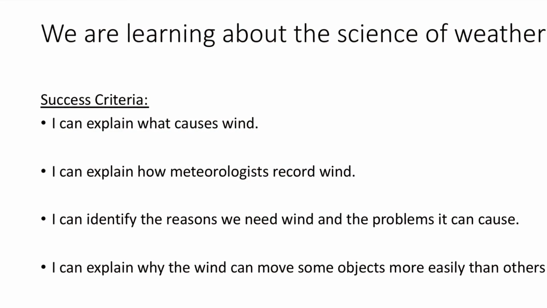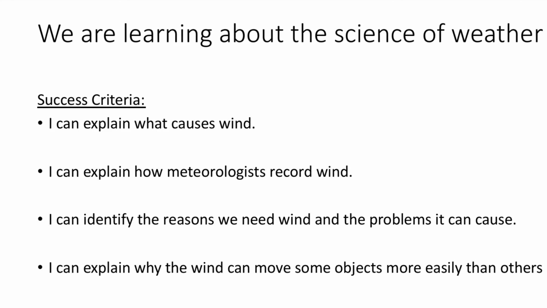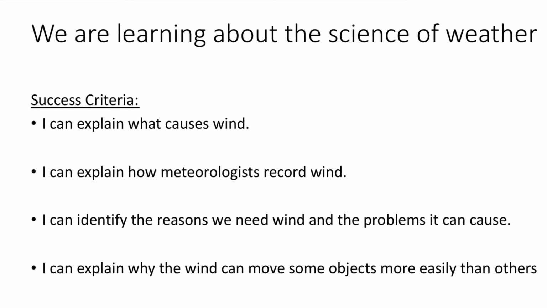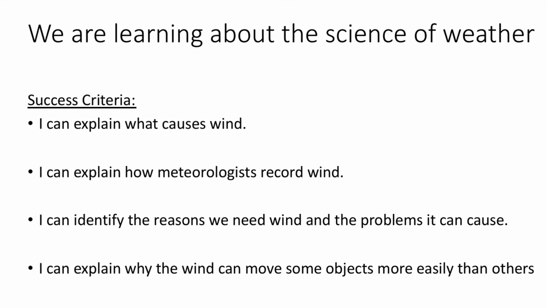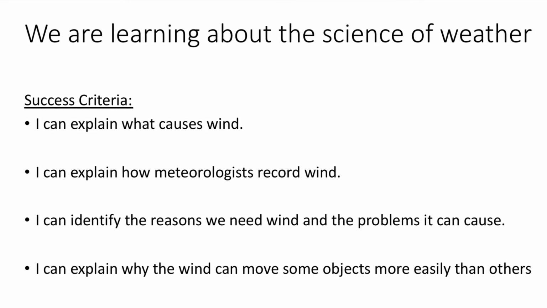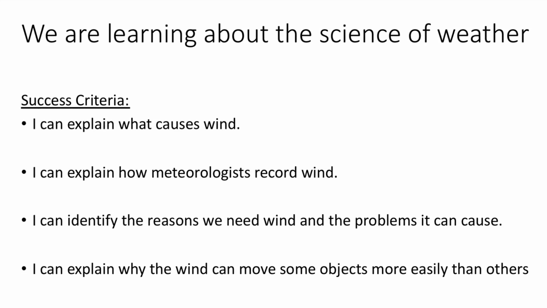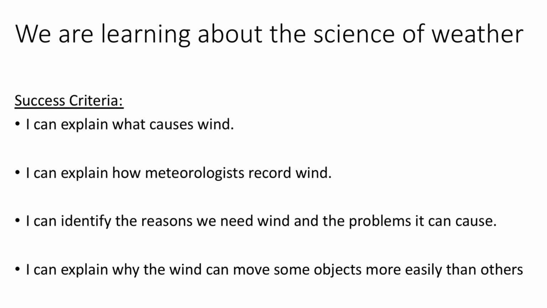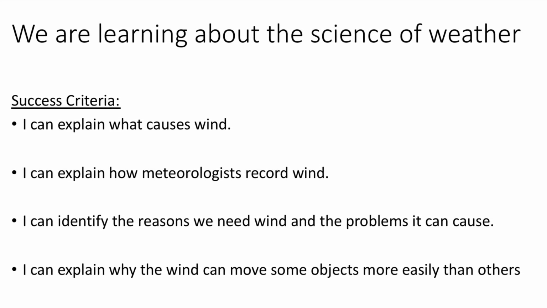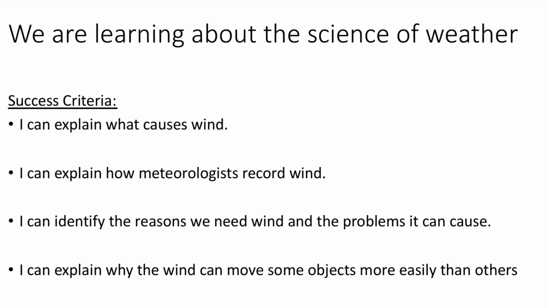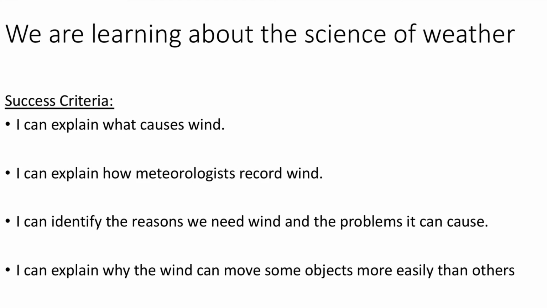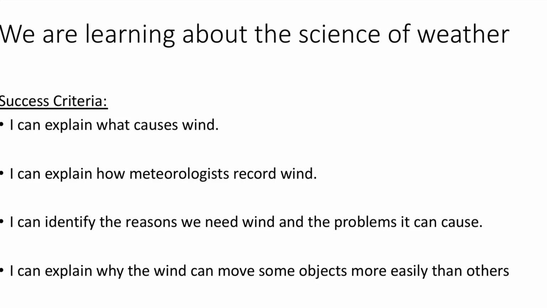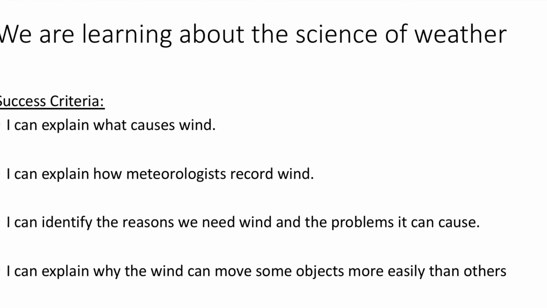So I hope that by the end of this lesson you're able to explain what causes wind, the fact that it's due to air pressure and the mixture of the hot and cold air. I hope that you're able to explain how meteorologists record wind, so they record the direction that it's coming from and the speed at which it's going. I hope you're able to identify the reasons why we need wind and the problems it can cause, and that you're able to explain why the wind can move some objects more easily than others after doing your experiment.